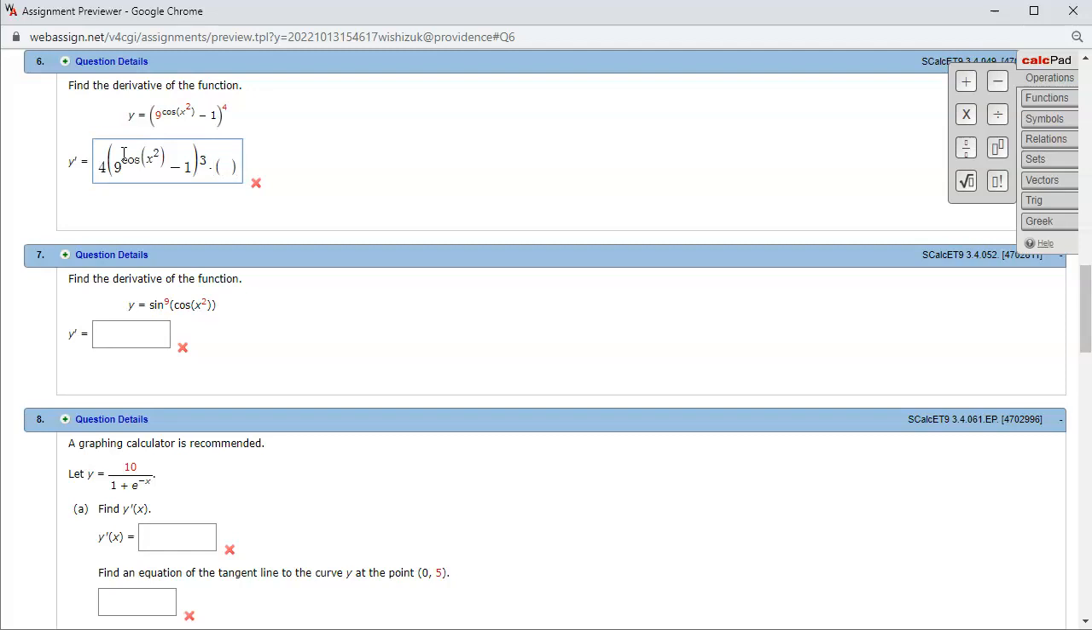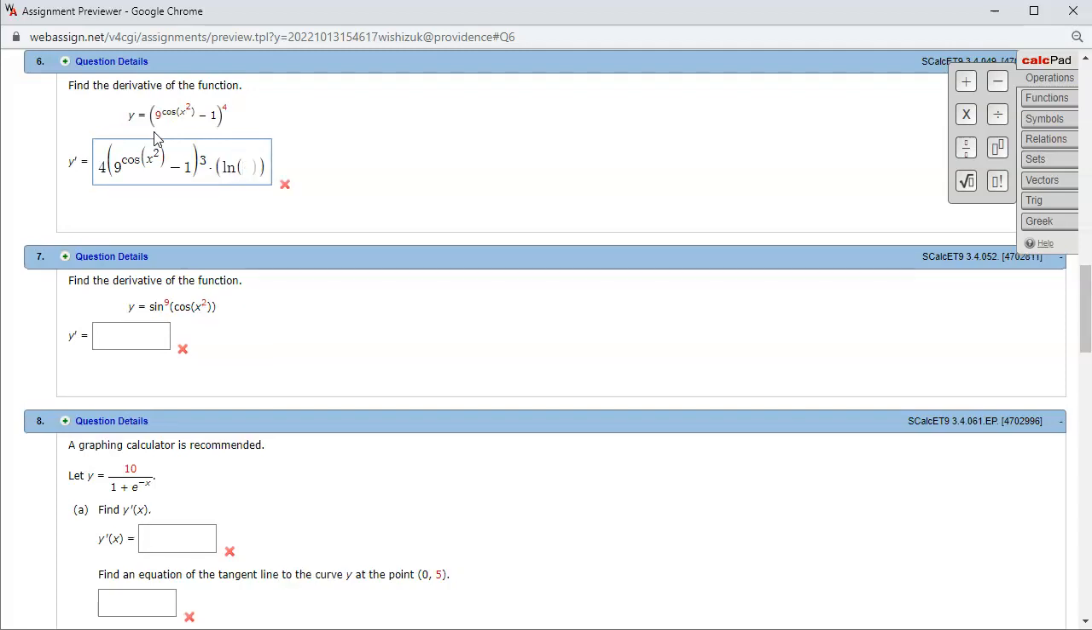All right, so the derivative of 9 to the cosine of x squared. So the base is different from e, so we're going to put the natural log of 9, right? And then you have 9 to the cosine of x squared.